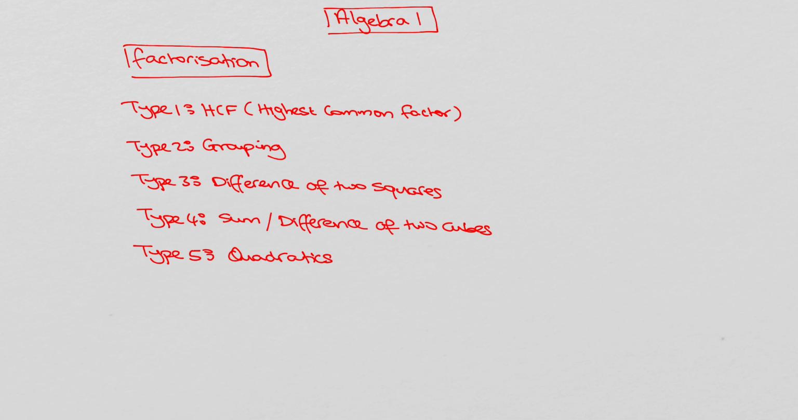So in this section, when we're looking at factorisation, there are basically going to be 5 types. First one is where we have the highest common factor. Second one is where we're going to be grouping terms. Type 3 is where we're going to be looking at the difference of 2 squares. Type 4, sum and difference of 2 cubes. And type 5 is going to be quadratics.